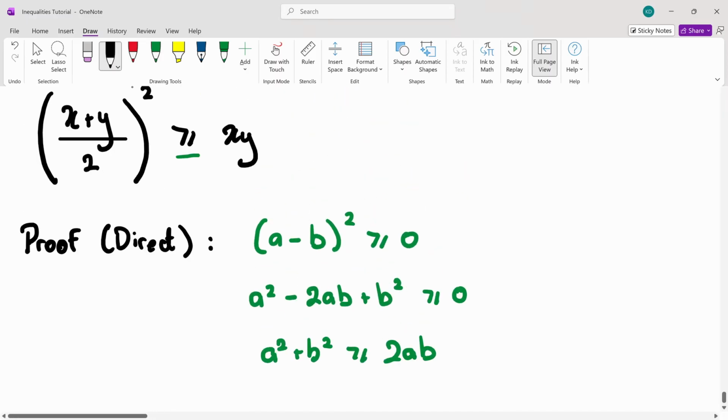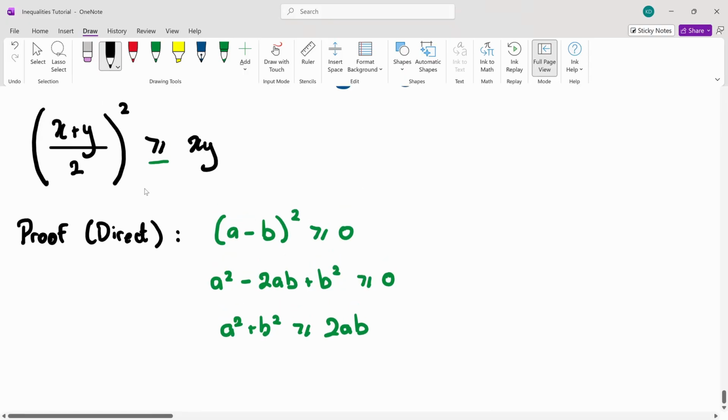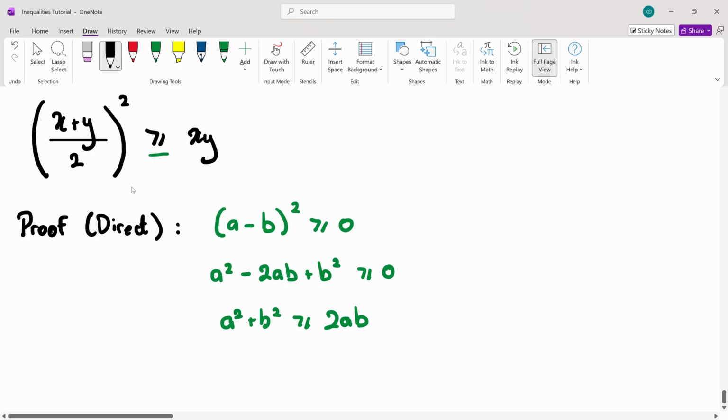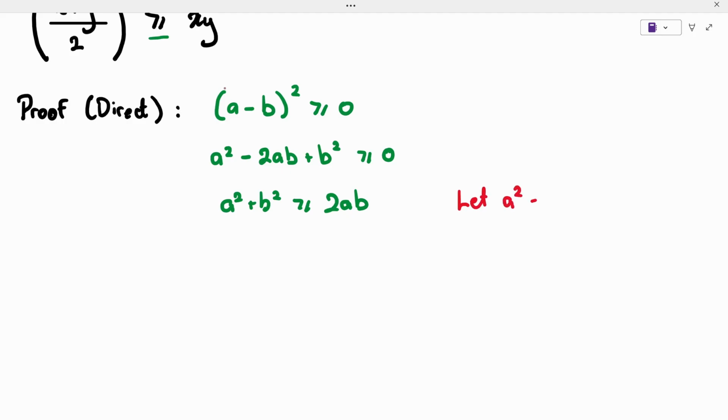So let's go ahead with the proof now, right? You can already see why I chose this fact to do the proof, because we're working towards something that looks like this. But the catch here is we don't have a squared and b squared, we have x and y. So if we let a squared equal x and b squared equal y, then a is the square root of x and b is the square root of y.